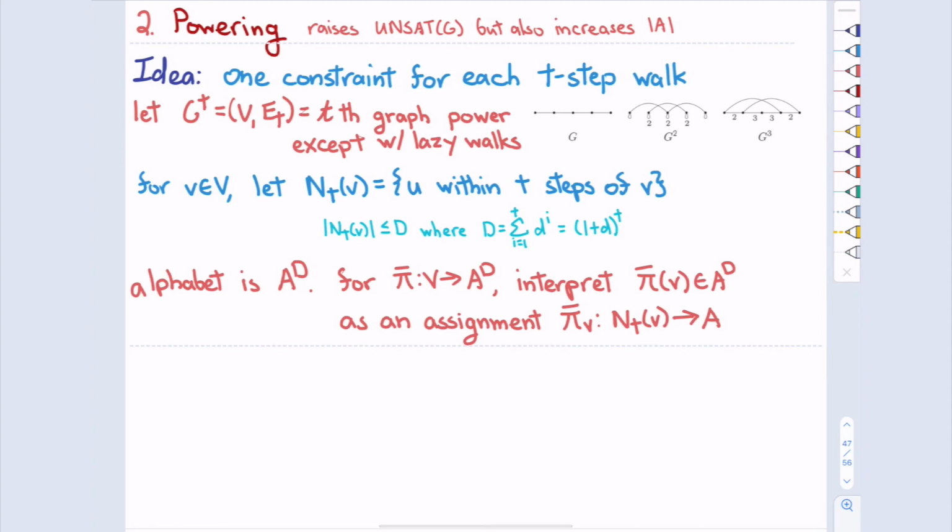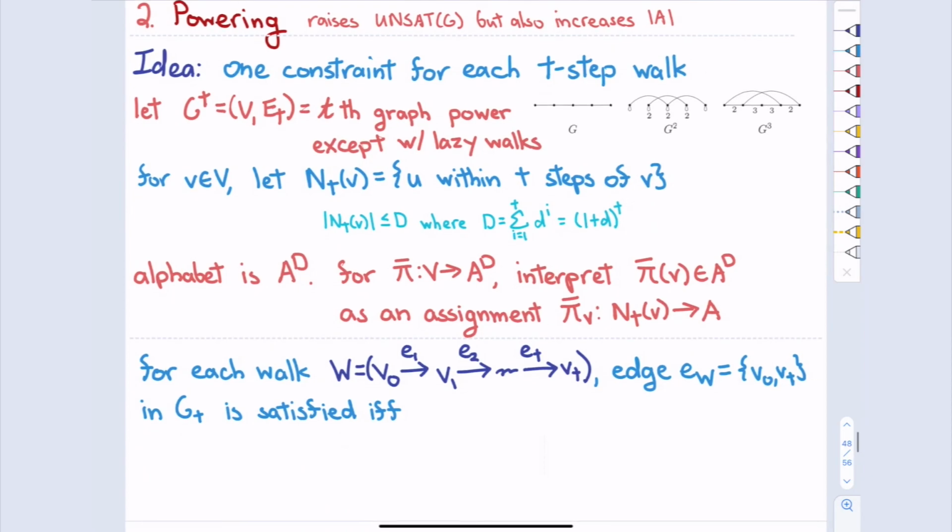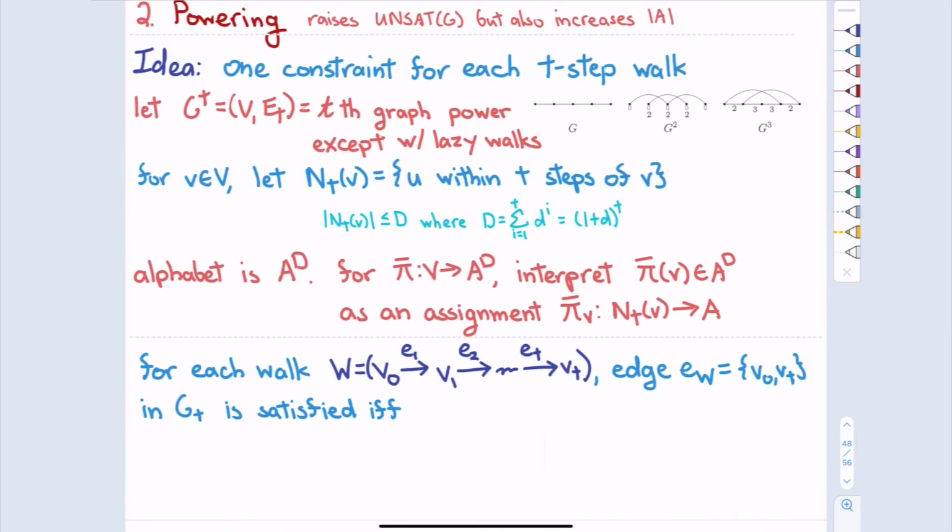Good. Now, for every walk, I was going to let you guys guess what to do from here. I have some walk going from v1 through vT consisting of these edges, and now I have to make some kind of constraint in this new graph corresponding to this walk. What would be a natural set of rules? How should I define this constraint corresponding to the walk in the powered graph? So all these edges should be satisfied. What does that mean? Let's make that more concrete.